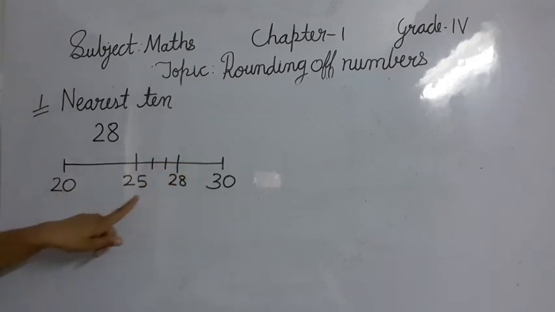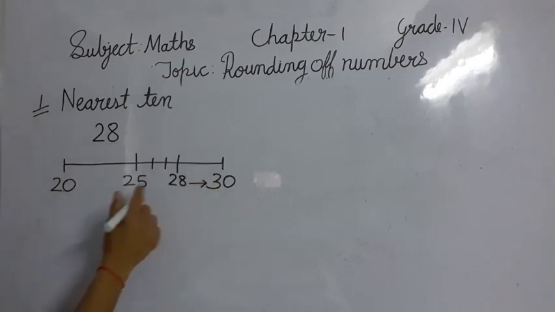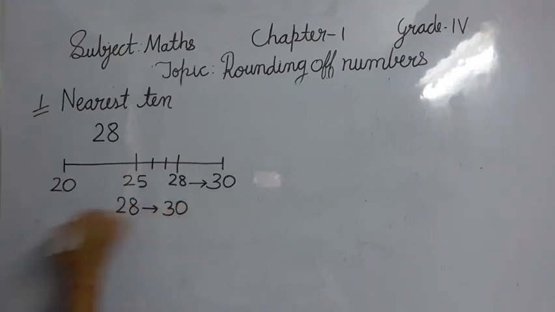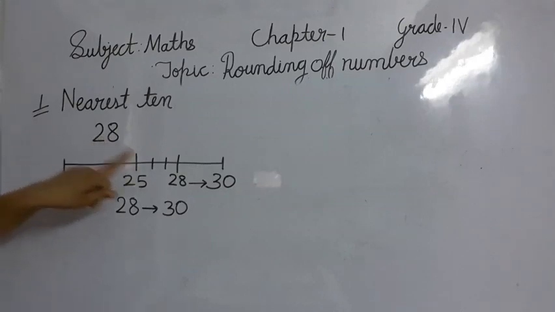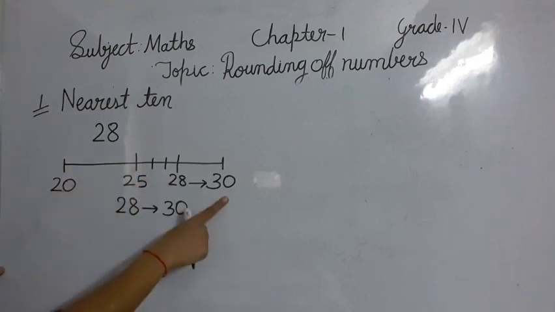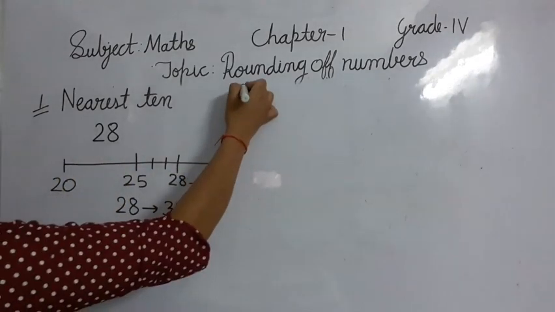It lies between the middle number 25 and 30, which means it is closer to 30. It is nearest to that number. So if we round off 28 to the nearest ten, we get 30. Clear? This is the first way, with the help of a number line. Just find the two nearest tens: 28 lies between 20 and 30. Yes, this is the first way.